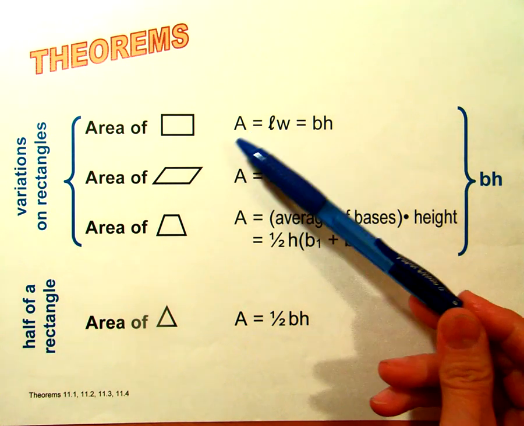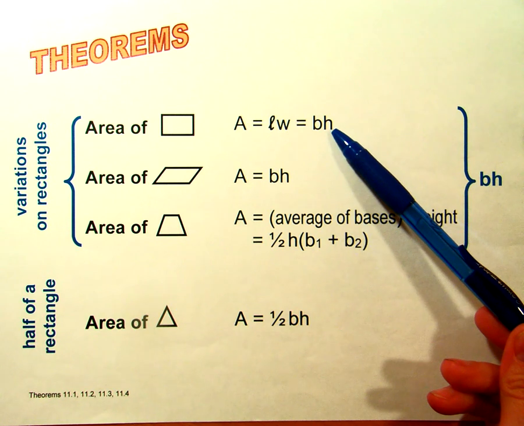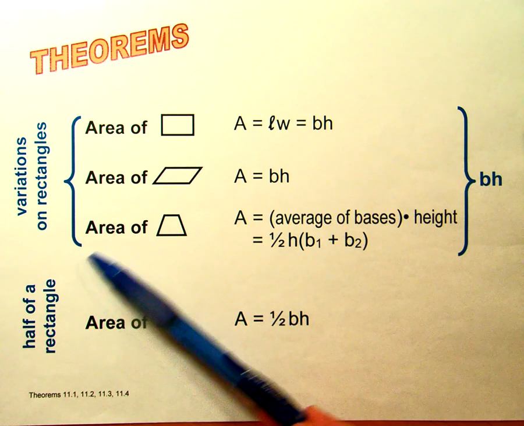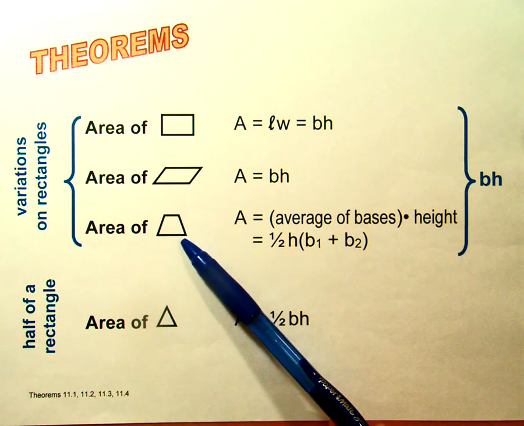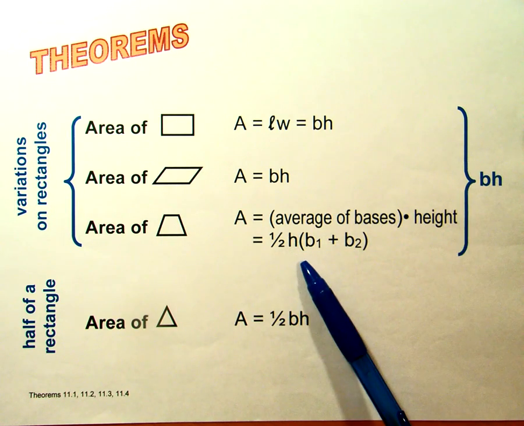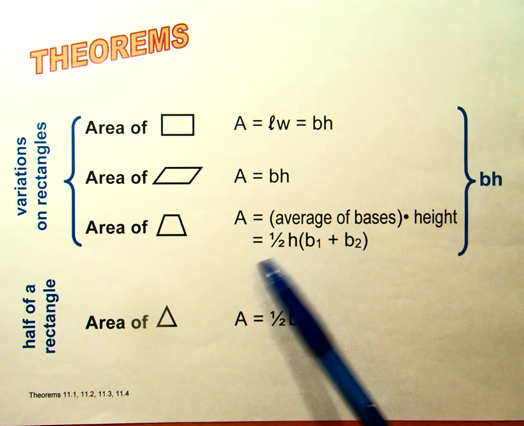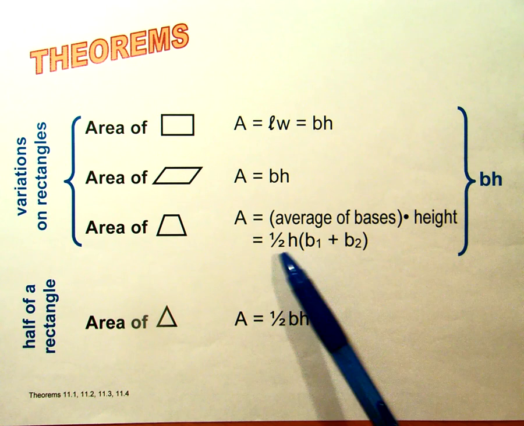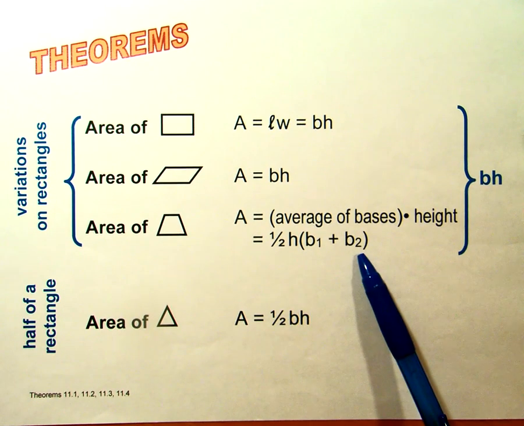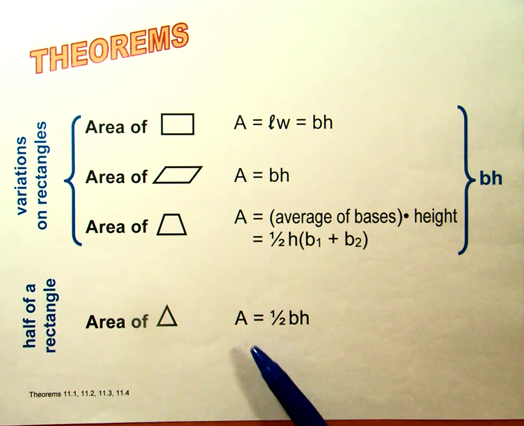The area of a rectangle is base times height or length times width. You can say it any way you want. All of these are based on a whole rectangle like we just did. Parallelogram, base times height. Area of a trapezoid is the average of the bases times the height, which is usually written as one half of the sum of the bases times the height. And then every triangle is half of a rectangle.